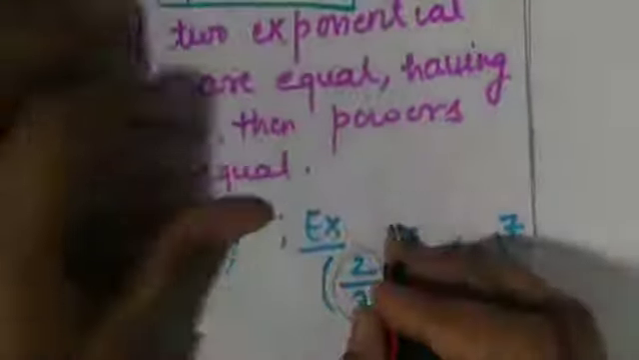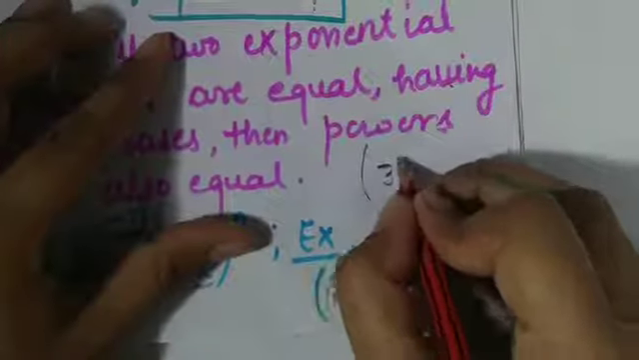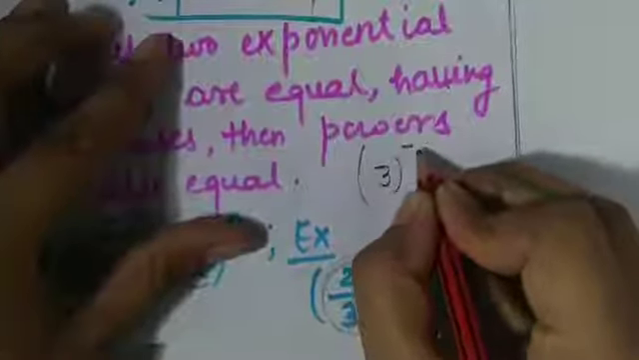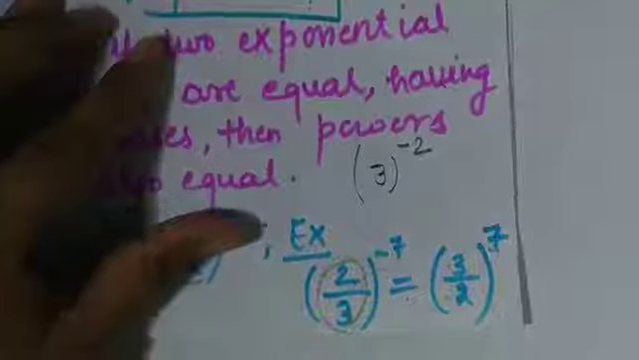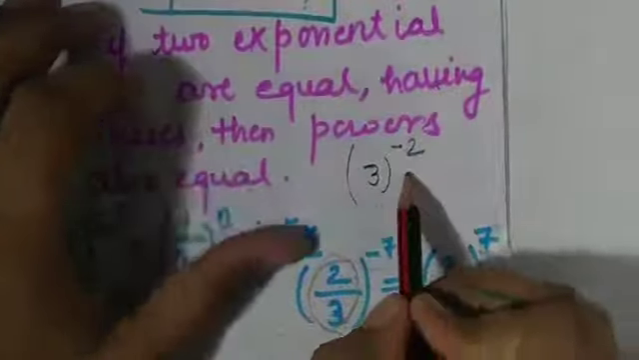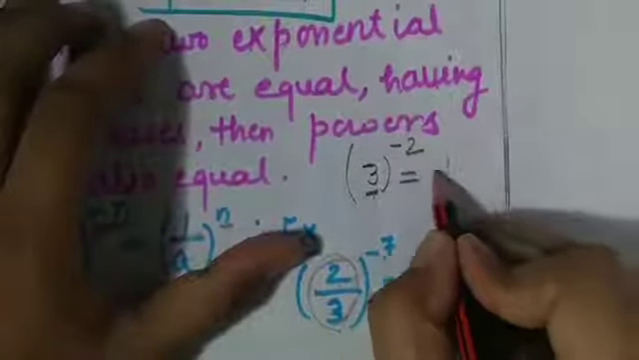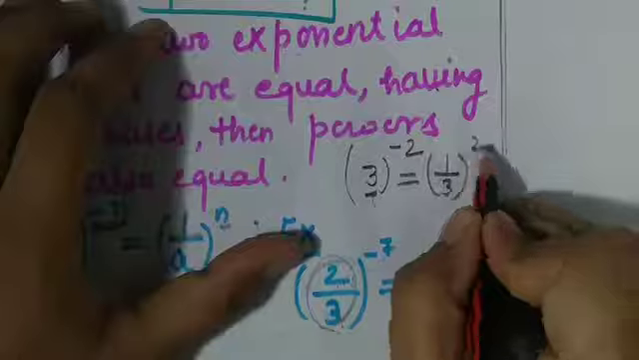Okay, so let me take one more example. If I am saying find the value of 3 raised to the power minus 2, how will you solve it? First I will make the power positive. For that I have to take the reciprocal of the base.